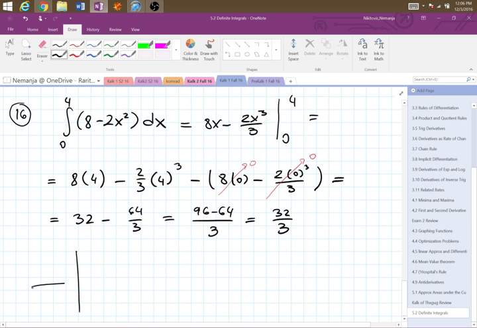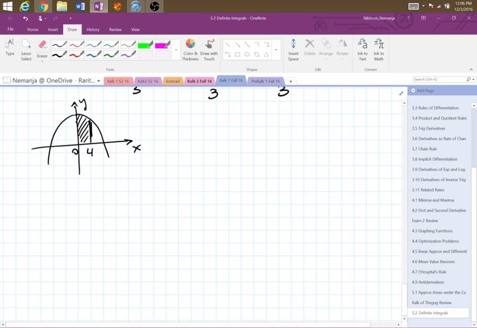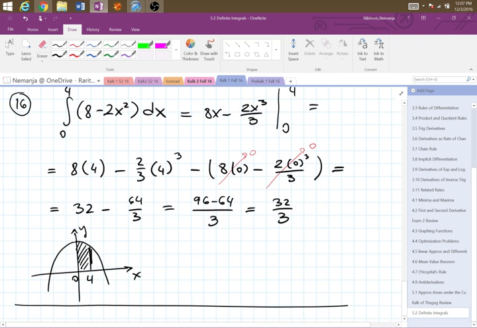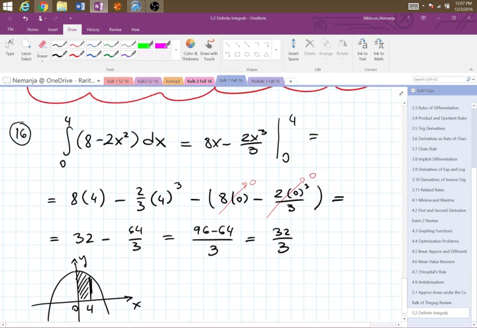If I am to graph this function and say it looks like this, so let's say 0 to 4, it would be area here. That's what we just did. One more example. That's exact area under the curve.